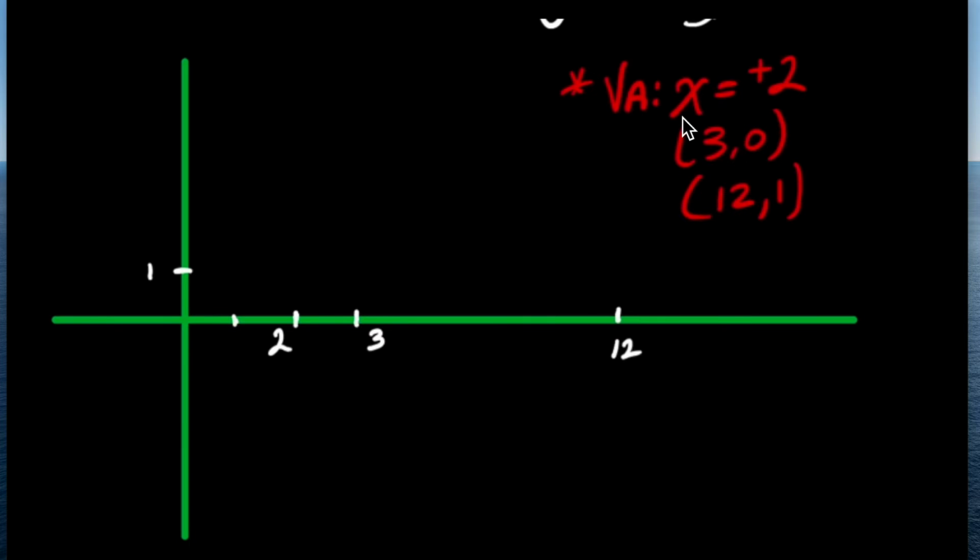So to review, here are the particulars. We have a vertical asymptote at x equals 2. That was obtained by setting the argument equal to 0. Now we have 2 points, 3, 0, and 12, 1. Let's first plot our vertical asymptote. Our first point is going to be 3, 0. Our second point is going to be 12, 1.